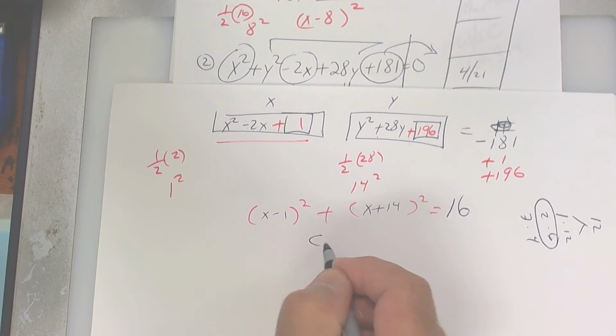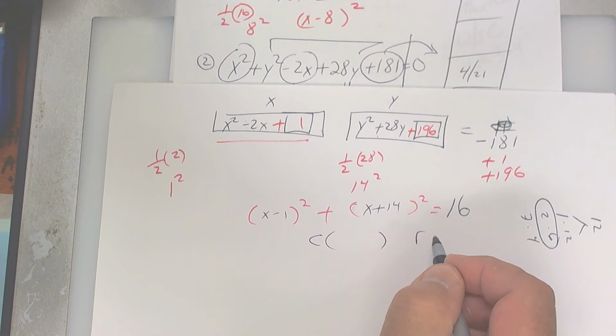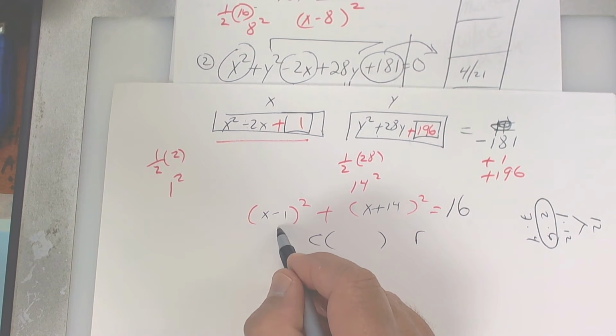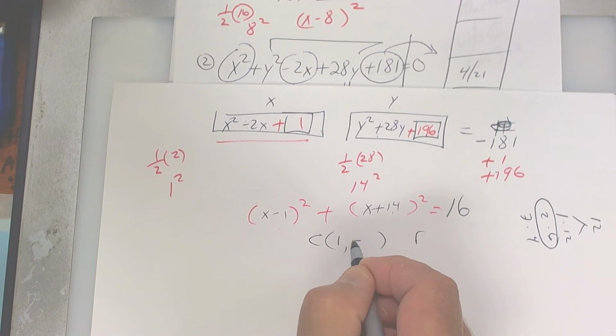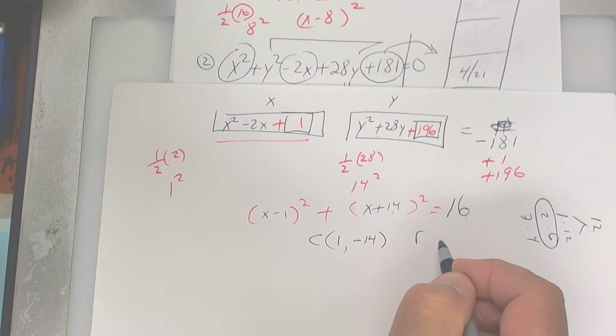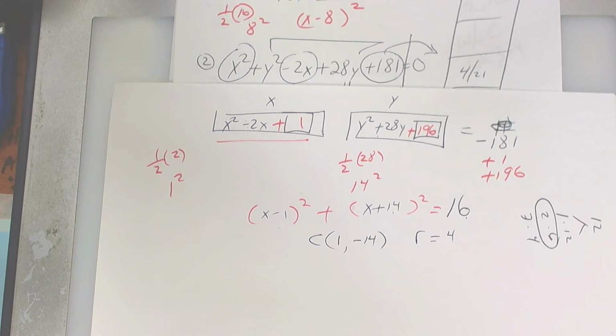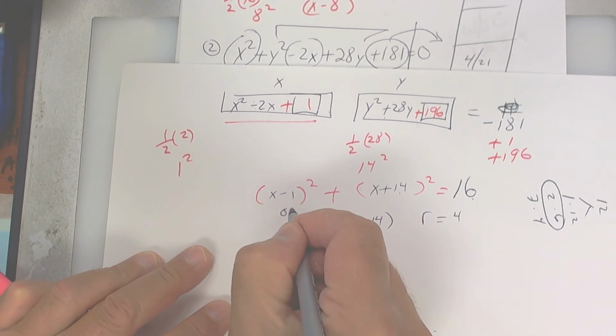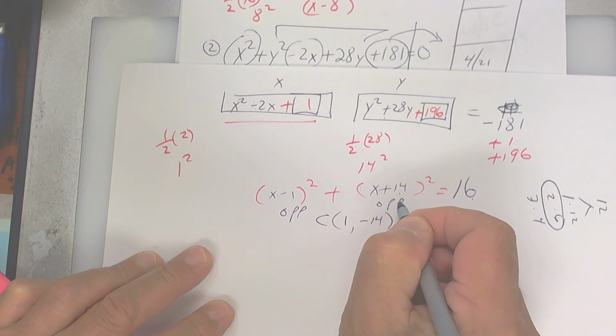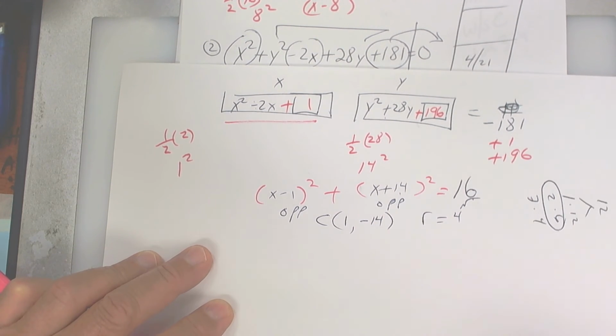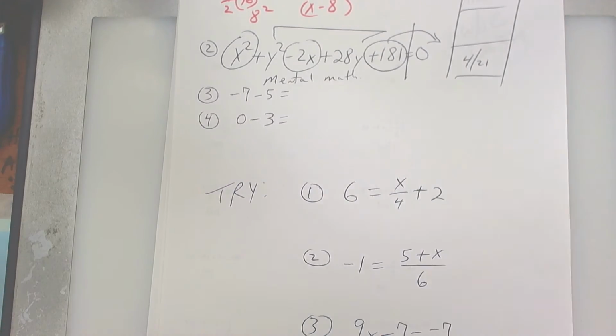Now the center of the circle, and that's what you really need to know, is the opposite. So it's opposite, opposite. Square root of 16 is 4. That's it. And that's what you need to know to do well on the EOC on this part. All right, let's go on.